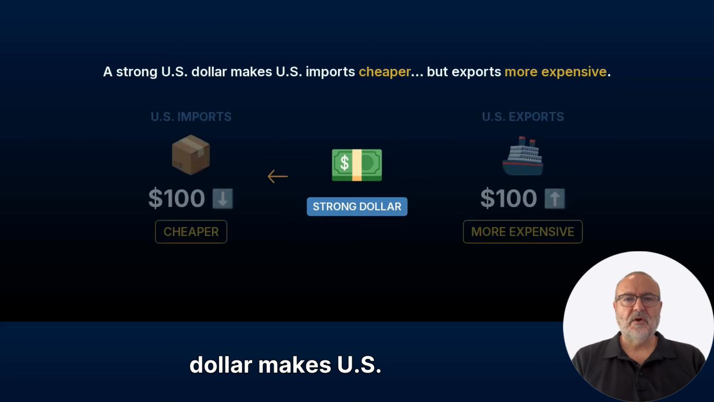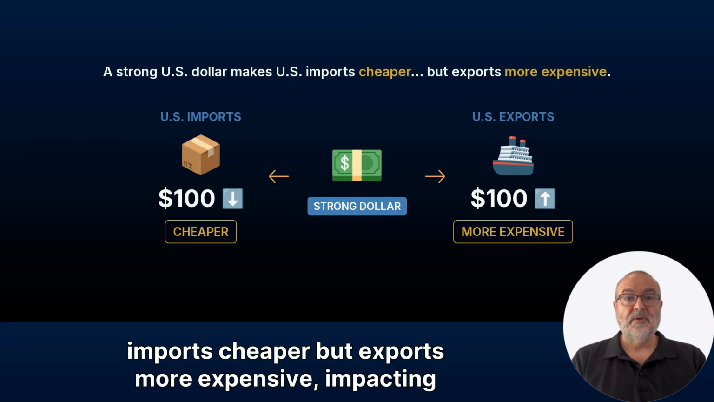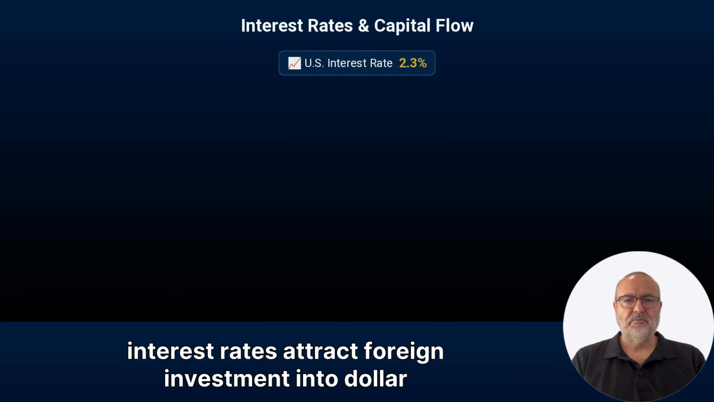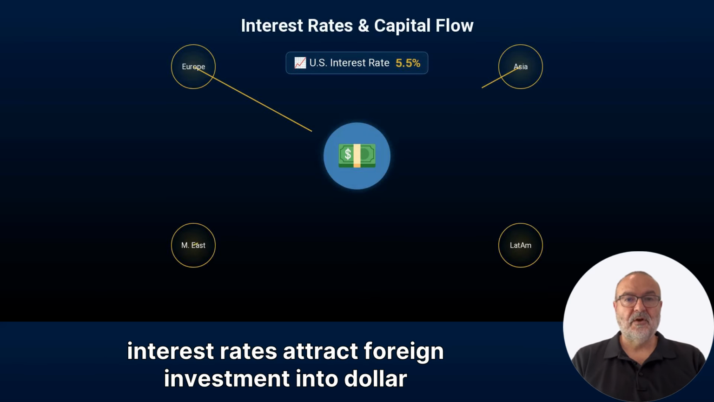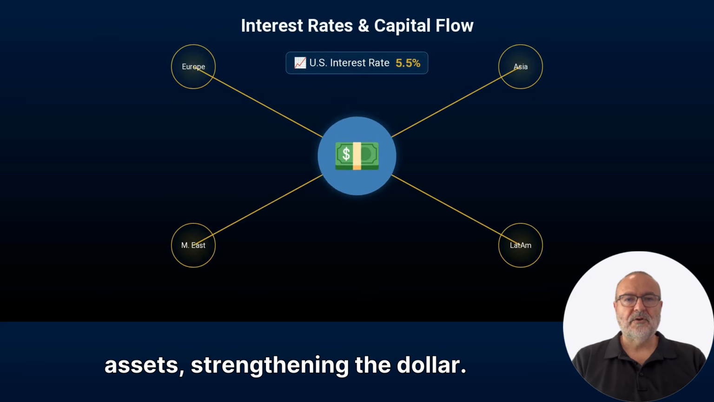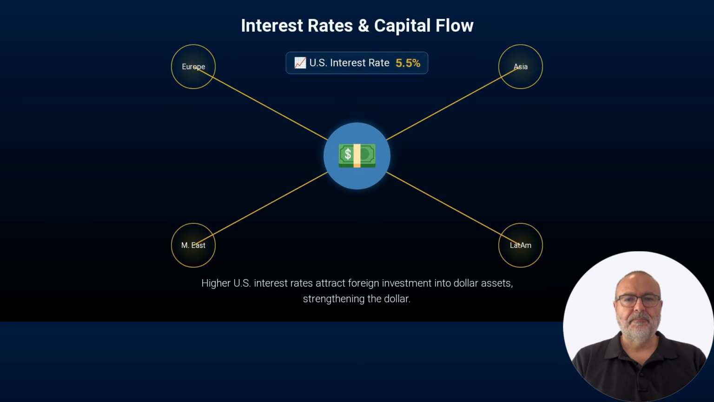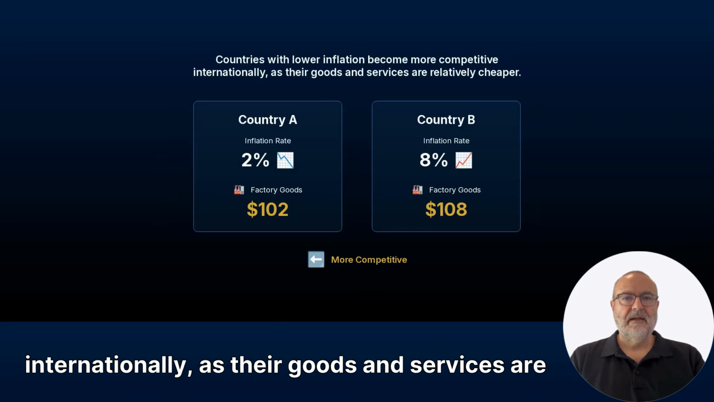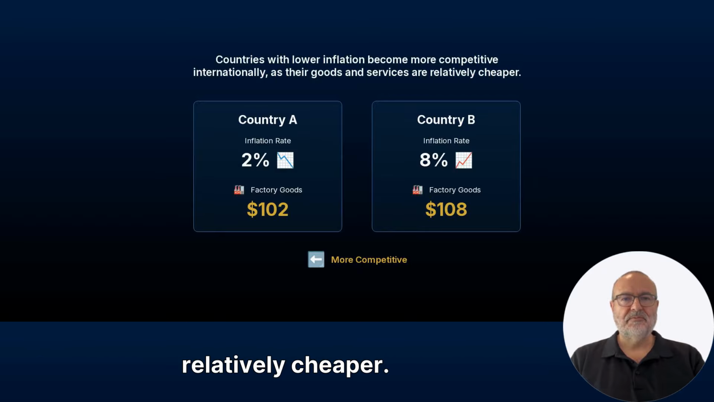A strong U.S. dollar makes U.S. imports cheaper but exports more expensive, impacting trade balances. Higher U.S. interest rates attract foreign investment into dollar assets, strengthening the dollar. Countries with lower inflation become more competitive internationally as their goods and services are relatively cheaper.